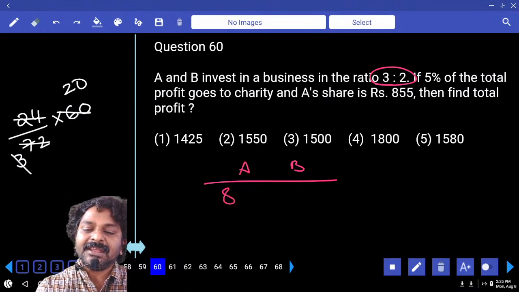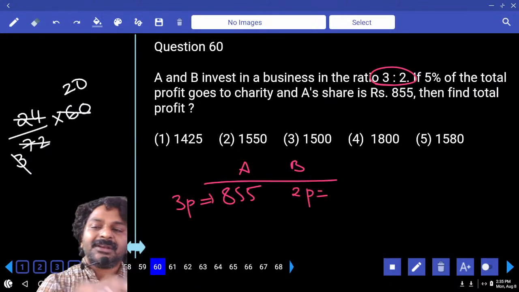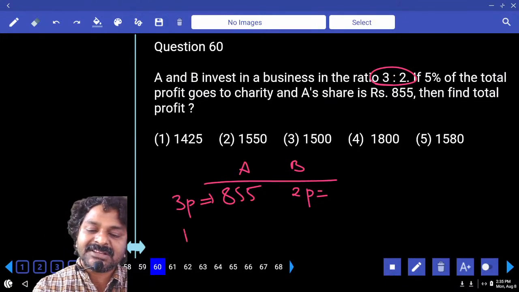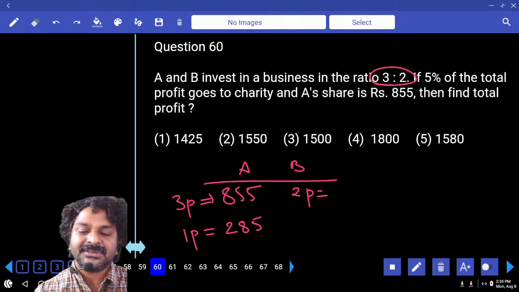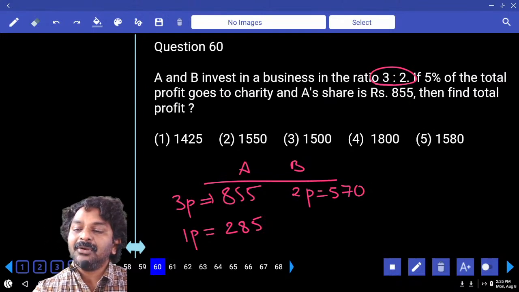A is getting 855. That must be equal to 3 parts only. Then 2 parts will be B's share, because their investment ratio is 3:2. Clear? From this, let's calculate 1 part. 3 times 285 is 855, so 2 parts is equal to 570. Clear? What is the amount received by both A and B together?